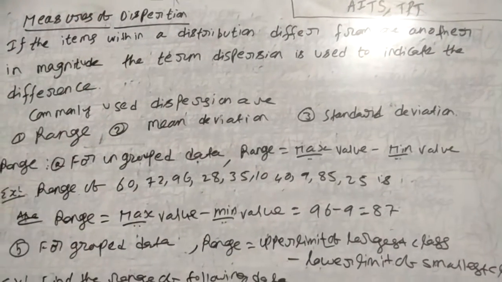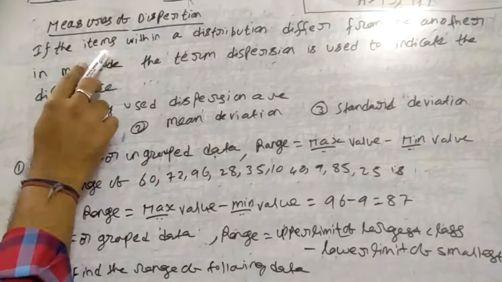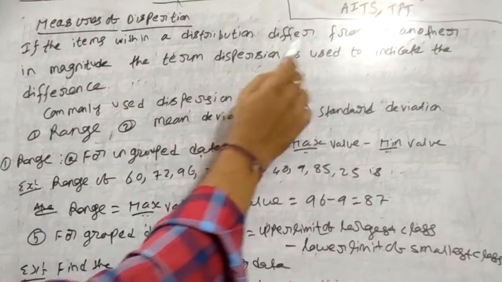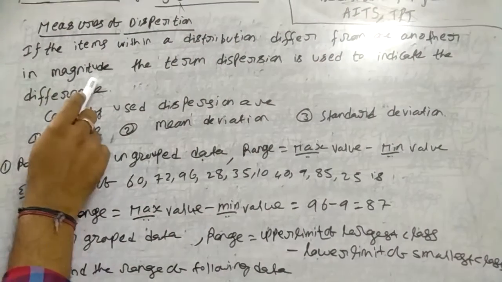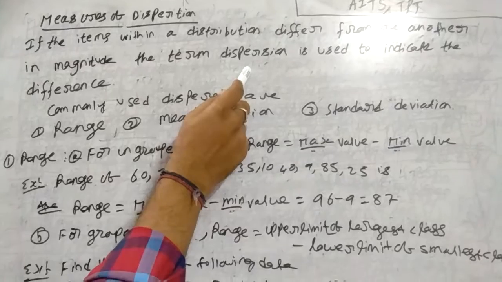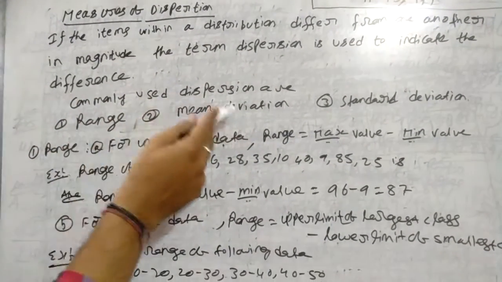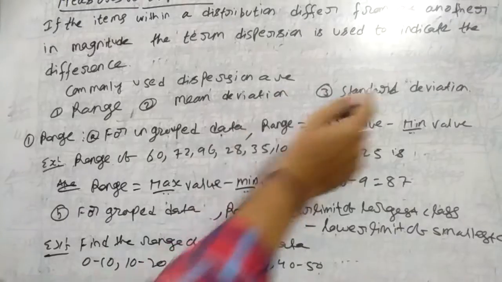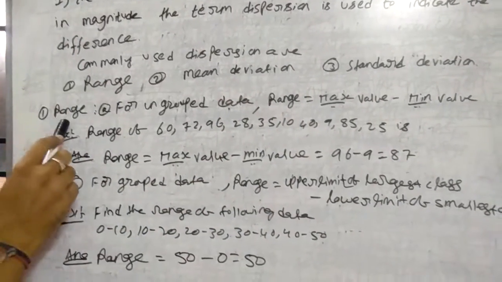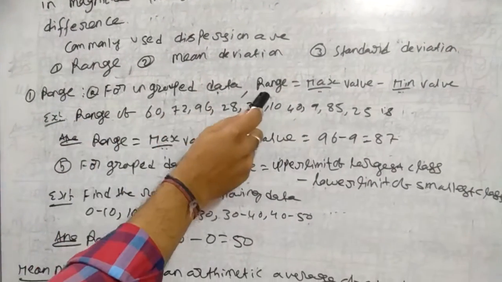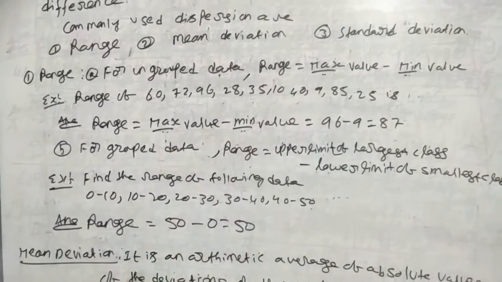Next concept is measures of dispersion. If the items within a distribution differ from one another in magnitude, the term dispersion is used to indicate the difference. Generally, we are using the dispersions of range, mean deviation, standard deviation. First one, range. Range for ungrouped data means the formula is maximum value minus minimum value.